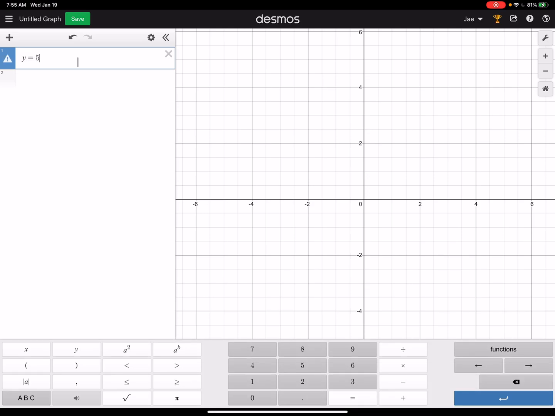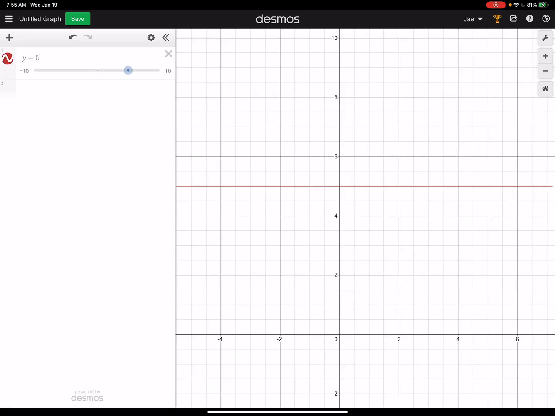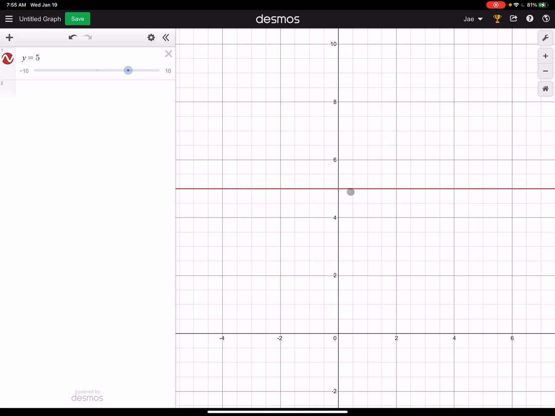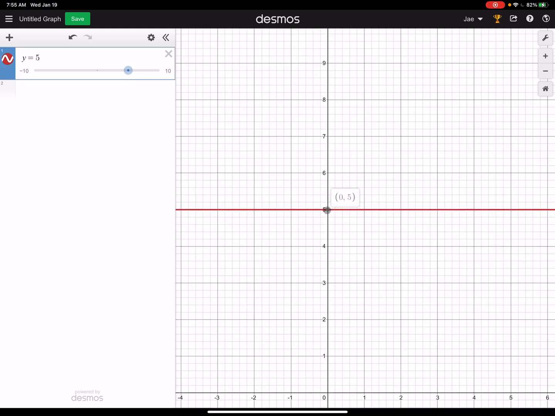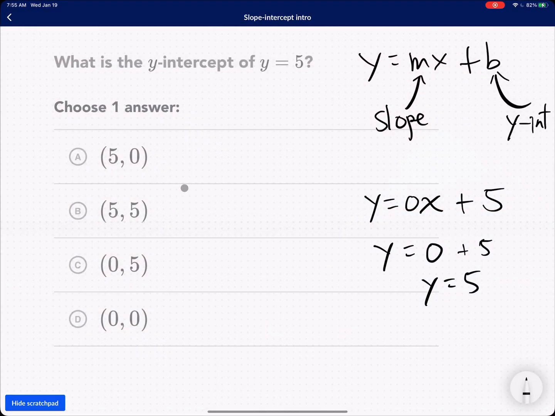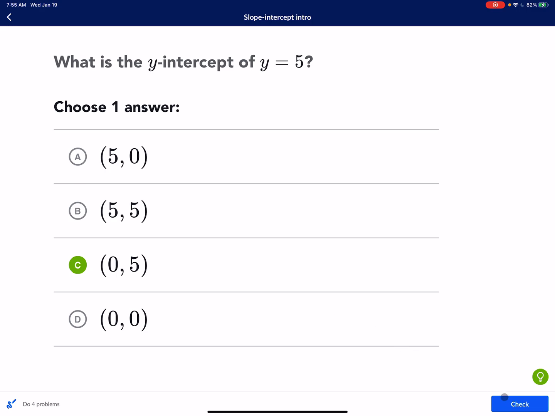y is equal to 5. As you can see, it's a straight line that is horizontal. The reason why is because no matter what the x value is, whether it's 0.5 or 1 or 2 or 3, the y value is always going to be 5. Therefore, the y-intercept is going to be (0, 5). You guys see that? So no matter what the x values are, the y value is always 5, therefore the y-intercept is (0, 5).